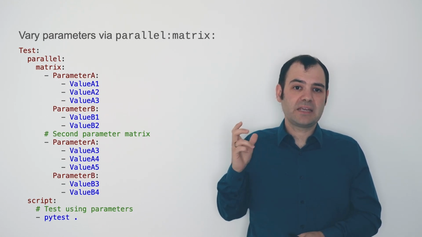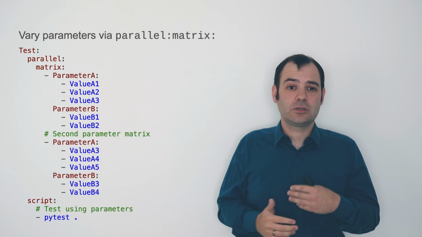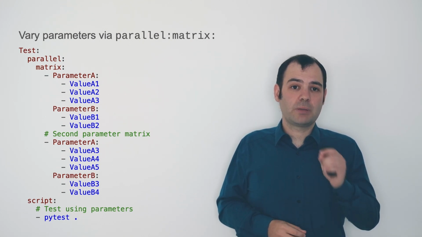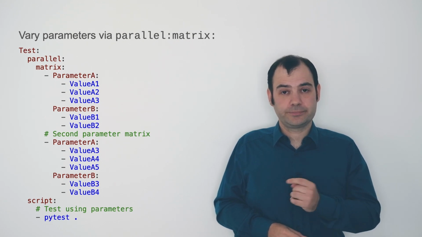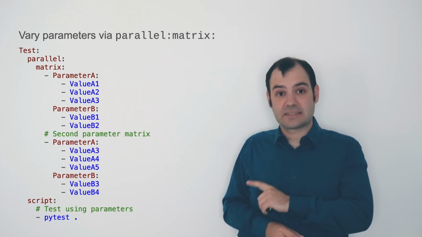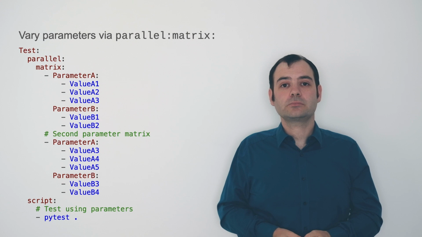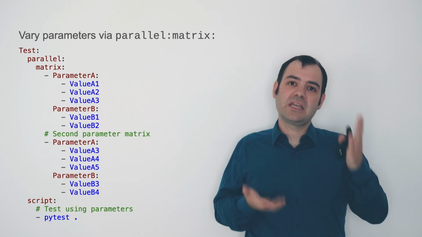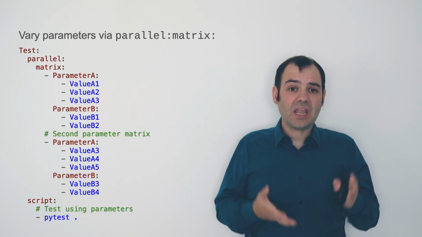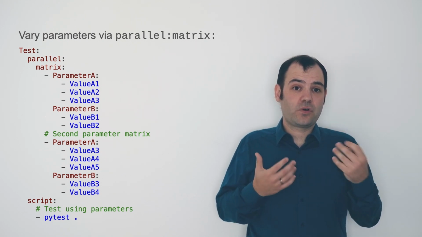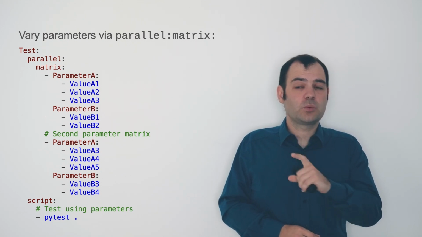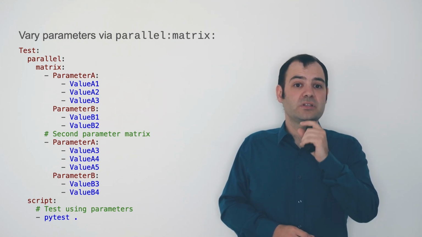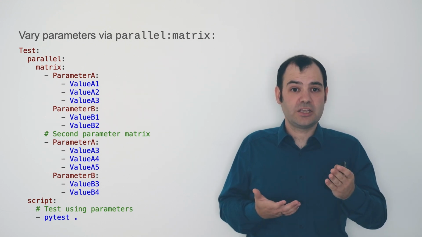In the parallel matrix, I have a list consisting of 2 entries. Each entry has the parameter A and parameter B. The values of those are again lists, here in blue. And GitLab then creates a matrix from these. For the upper part, the matrix will have 6 entries because you have 3 values for the first one, 2 for the second, so there are 6 combinations.